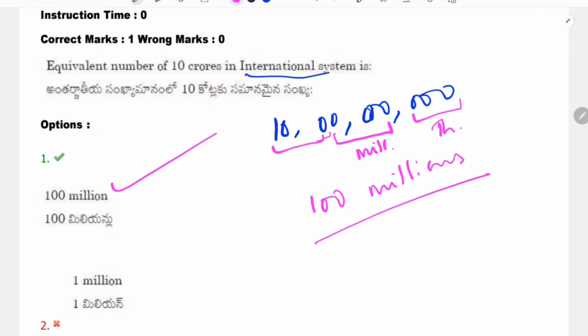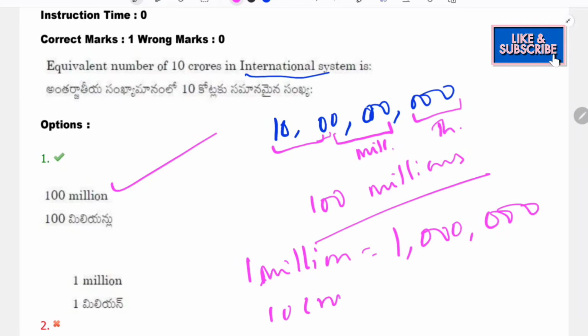Clear? 100 million. So 1 million means how much? For those who are not aware, 1 million means 1 followed by 6 zeros, 3 and then 3. Here the given number, 10 crores, has 8 zeros. So 6 followed by another 2, so you are having this one extra. So that is 100 million. Clear? 100 million means 10 crores. Remember that one.